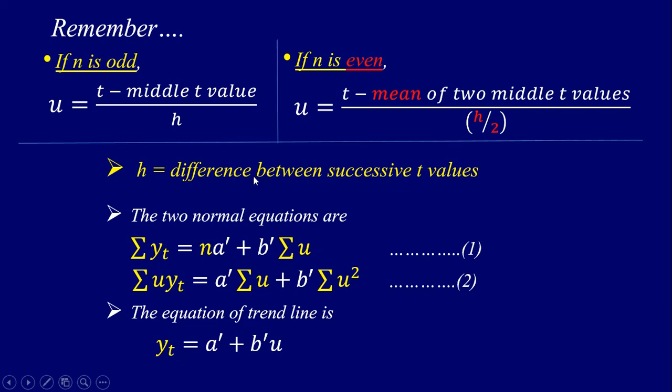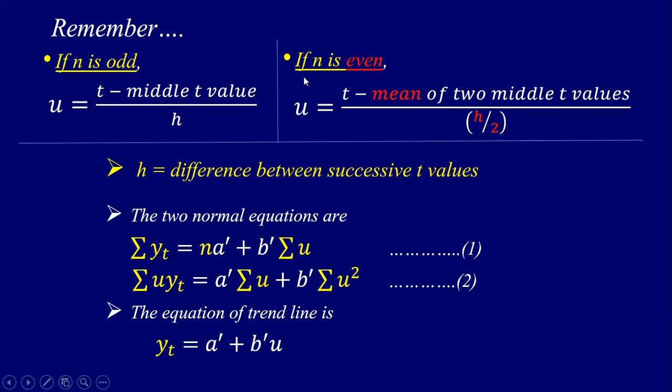So here we have seen how to solve an example when the number of observations is even. So remember these things while solving examples of fitting a trend line by using the least square method. If n is odd, the number of observations is odd, we have to use this formula: u is equal to t minus the middle t value upon h. Since n is odd, there is a single middle t value. So we have to subtract it from t and divide by h, where h is the difference between successive t values.